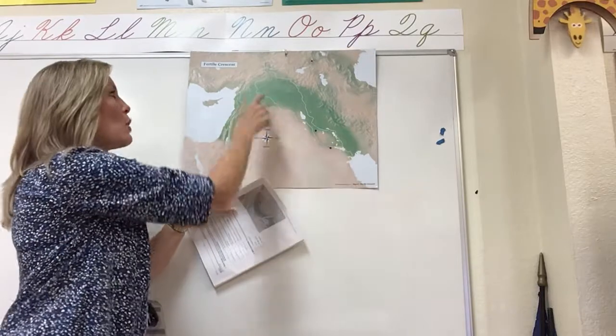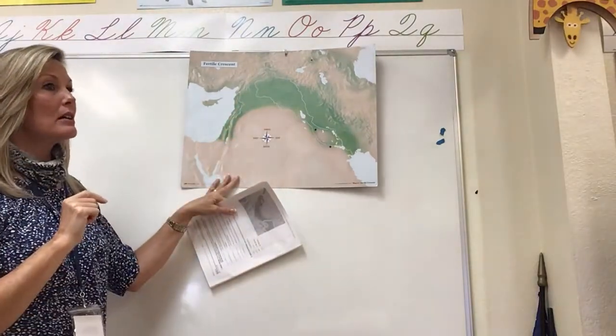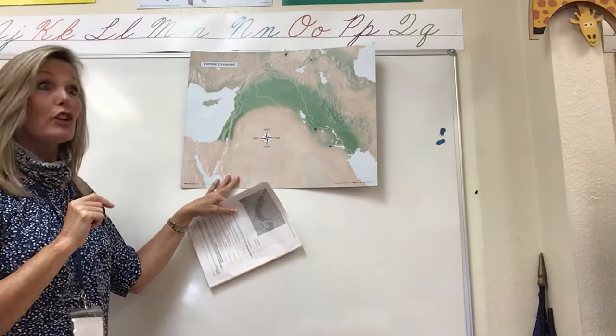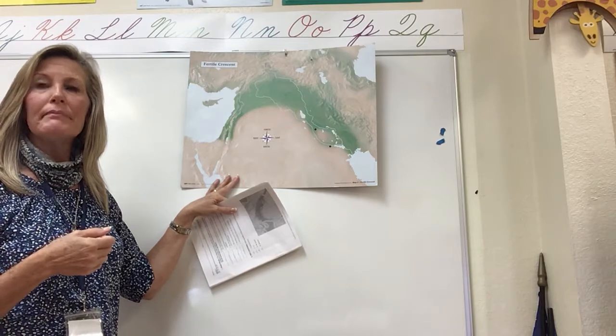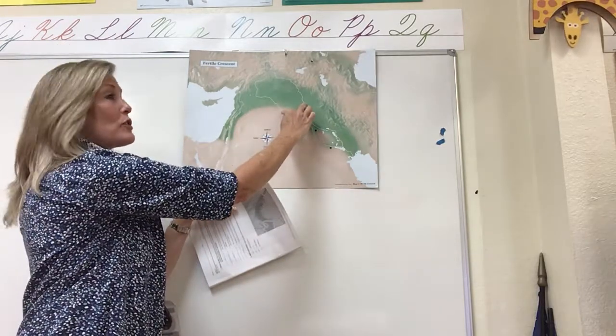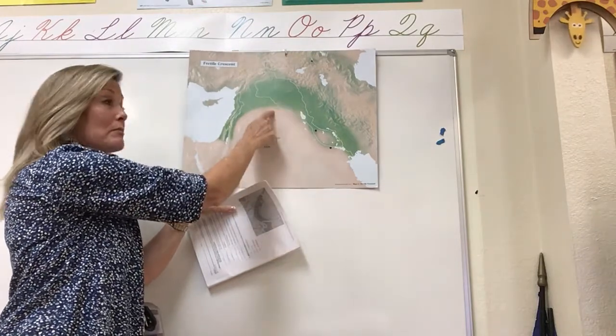Fertile Crescent. What do they call this specific area here? Abby. The Mesopotamia. Good. Why is it called Mesopotamia? What does that word mean, Sophia? Good. Between the rivers is Mesopotamia. What are the rivers? BJ.